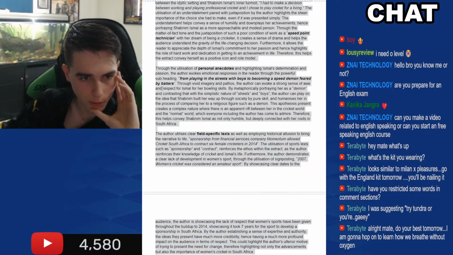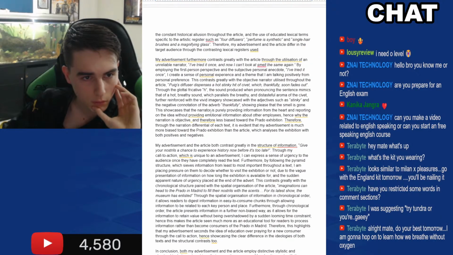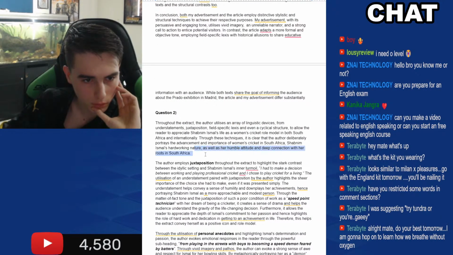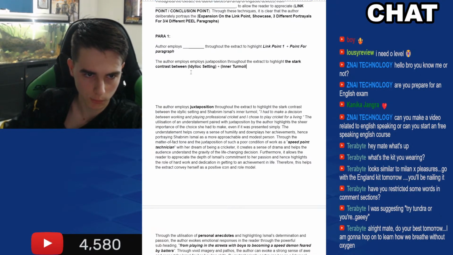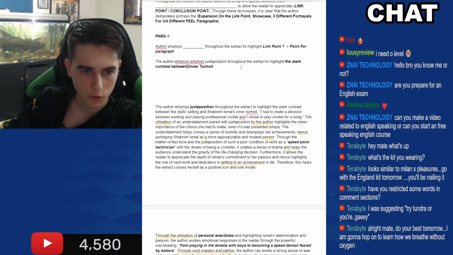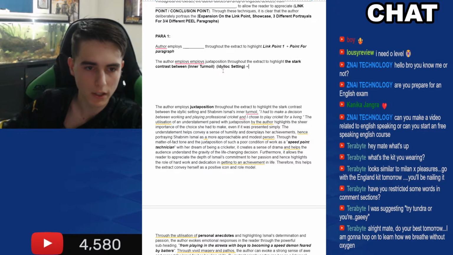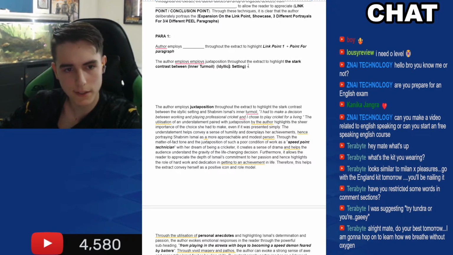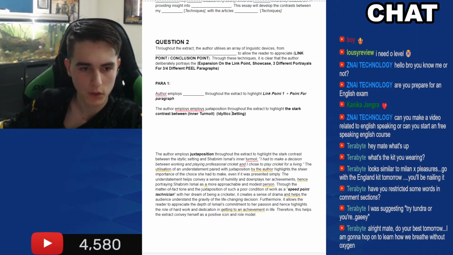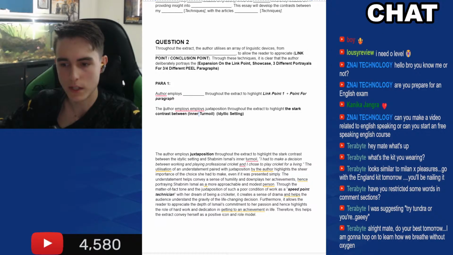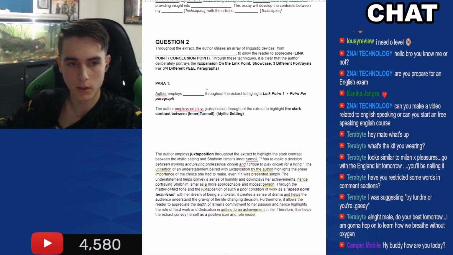Let me just make sure this is the right way around. Actually, it's the other way around for me. Yeah, just making sure. Okay, so it's the other way around. So, contrast between inner turmoil and idyllic setting. So the idyllic setting is the body paragraph's point, and the inner turmoil is the main point that we mentioned in the introduction.